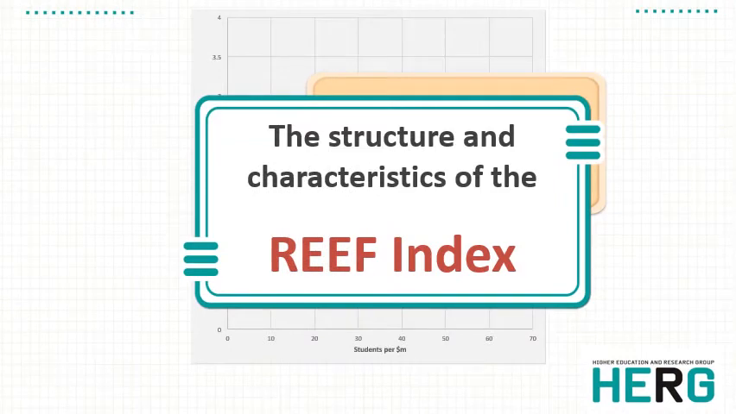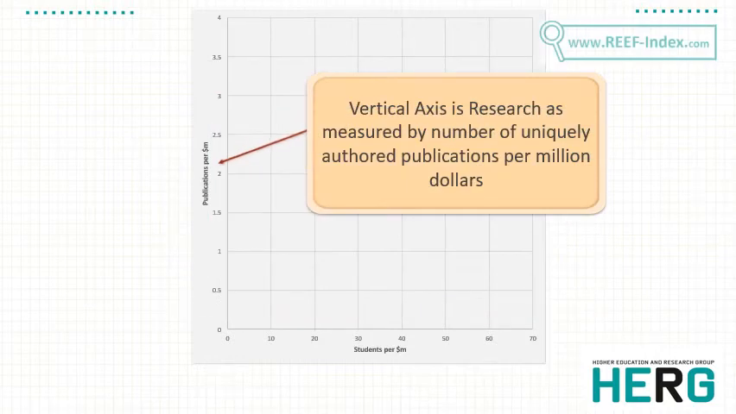Now let's look at the structure and characteristics of the REEF Index and the REEF Index graph. In the REEF Index, the vertical axis relates to research productivity, and in the base measure is the number of unique authored publications per $1 million of expenditure. By unique authored publications, we mean that if, for example, a paper has 2 authors, then that counts as 0.5 of a publication per author and affiliated institution. This can be varied depending on the needs of the client and can be weighted, for example, in respect of research quality or impact.